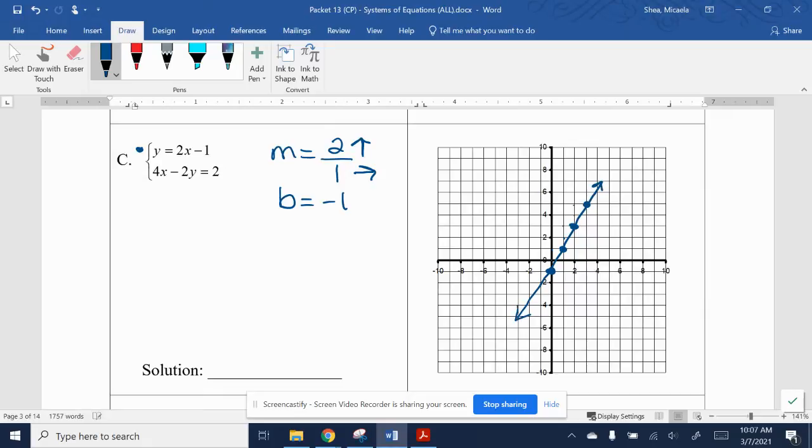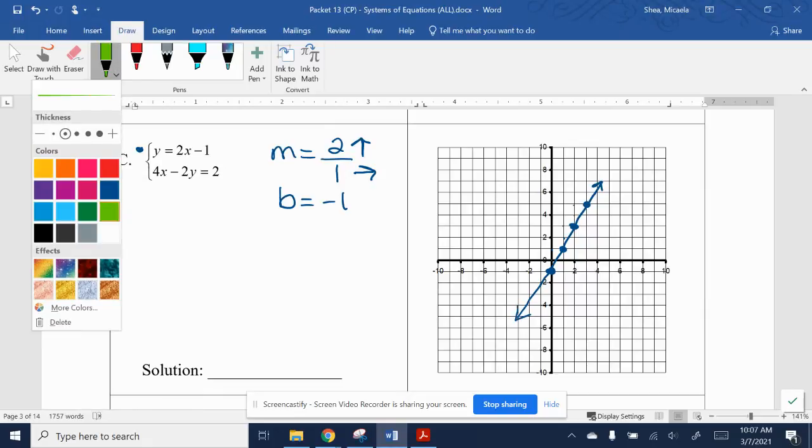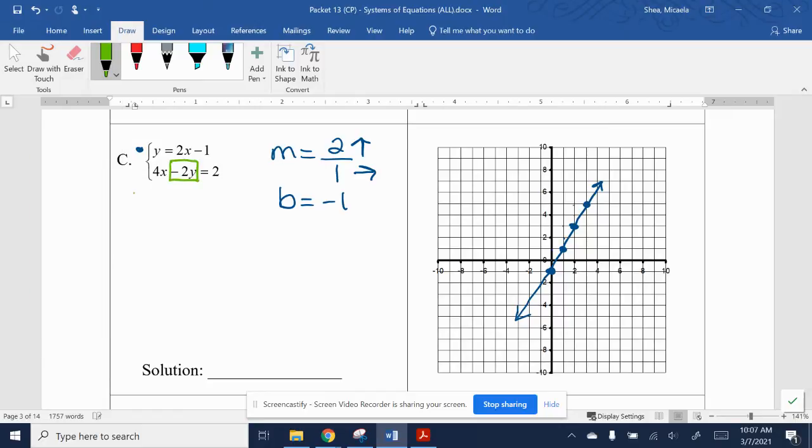Our second equation is in standard form. We're going to have to change it to slope-intercept form. To do that, remember we're trying to get y by itself. So I'm going to subtract 4x from both sides. We get negative 2y equals negative 4x plus 2. I want to get y completely by itself, so I'm going to divide every term by negative 2.